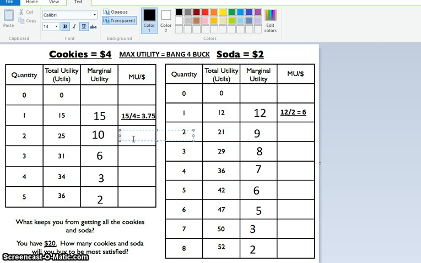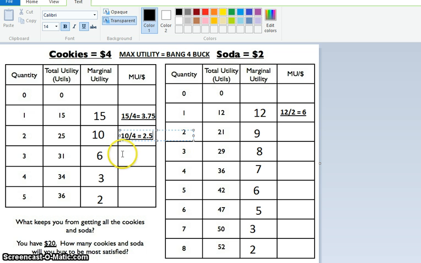So now we know the marginal utility for the second cookie was 10. We're going to divide that by 4. Oops, my num line is not working, that's why. There we go. Equals, anybody? 2.5? Somebody should double check me.